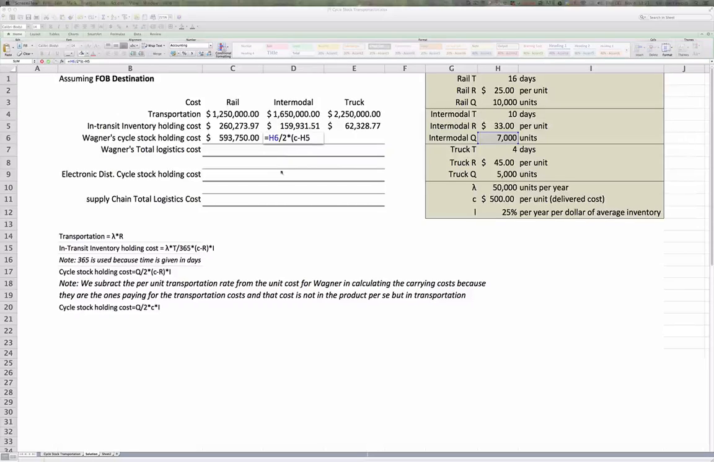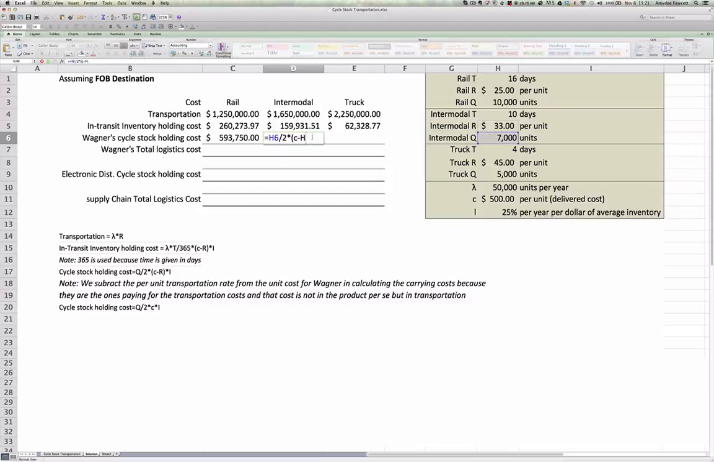Now we do the same with intermodal. Again, we'll take the corresponding Q, divide it by 2, and multiply it with the unit cost net of transportation cost times I. And now finally we'll do the same thing for truck. So we'll have a Q of only 5,000 divided by 2 to get the average inventory level, multiply it with the inventory carrying costs per unit per year, which is simply C minus the transportation rate times the inventory carrying charge.